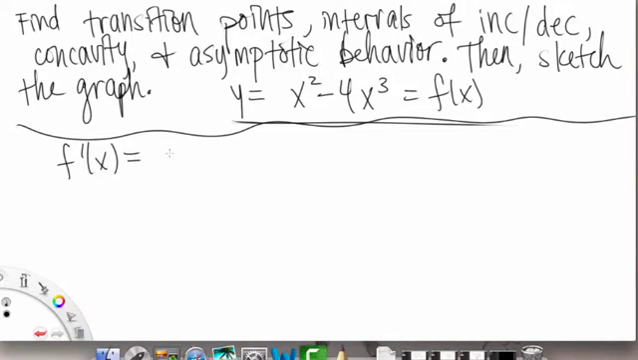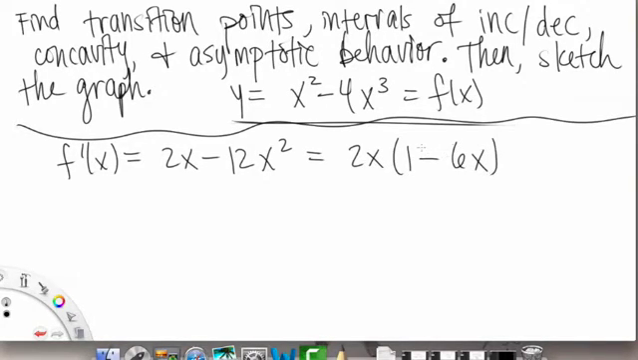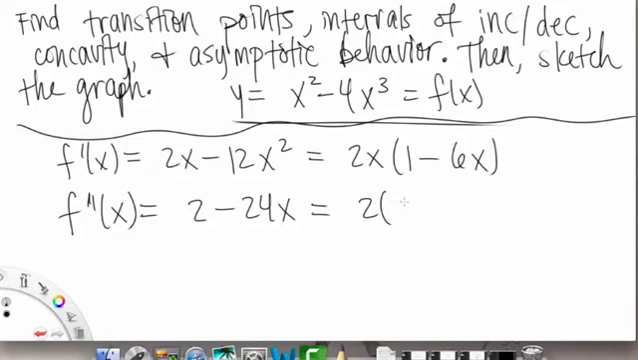So we have f prime of x is equal to 2x minus 12x squared. We can simplify this a little bit. If we take out a 2x, we get 2x times 1 minus 6x. Now let's find the second derivative, and then we'll see where that goes. The second derivative would be 2 minus 24x, and then we can simplify that by taking out a 2, so then we have 2 times 1 minus 12x.